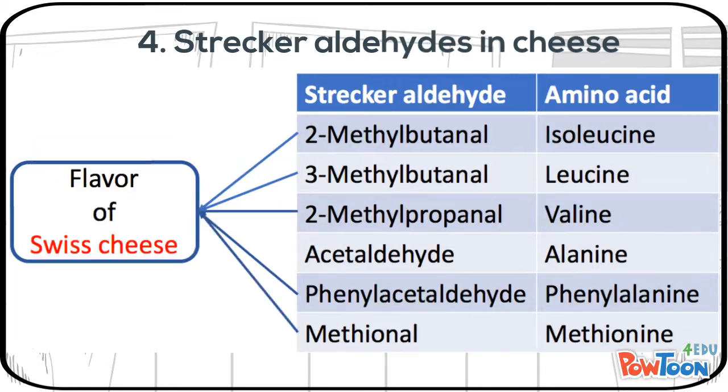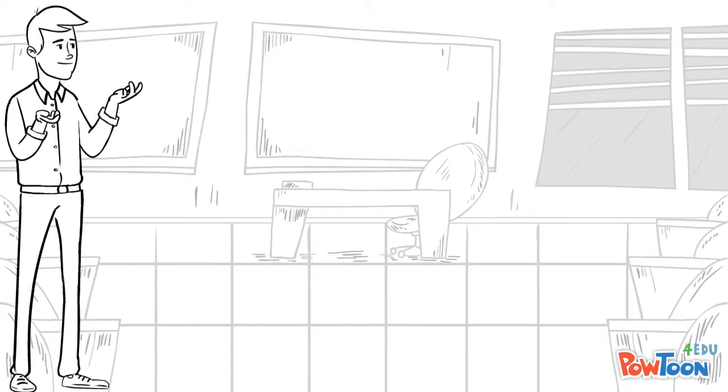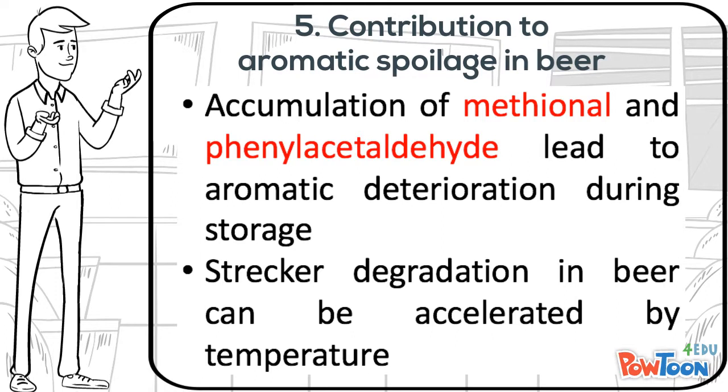In addition, in Swiss cheese, some Strecker aldehydes were also detected, including 2-methylbutanal, 3-methylbutanal, 2-methylpropanal, phenylacetaldehyde, and methional. Besides the contribution to flavor of some dairy products, Strecker aldehydes also contribute to the aromatic spoilage in alcoholic beverages. The accumulation of methional and phenylacetaldehyde in beer during storage can lead to aromatic deterioration.